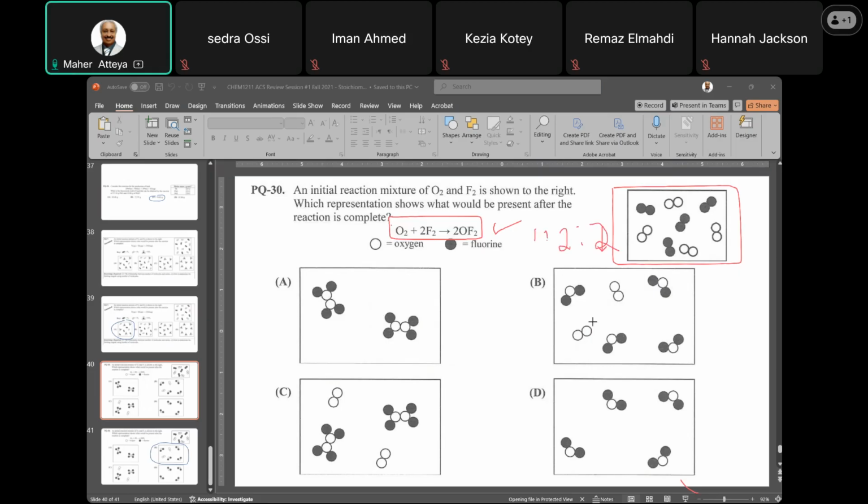So which picture represents the correct ratio, 1 to 2 to 2? Somebody tell me. Look at those pictures and tell me which one.